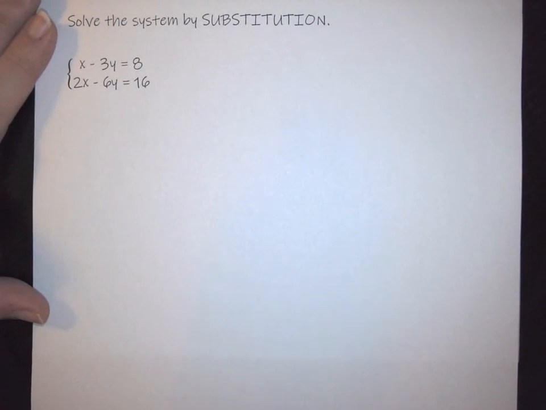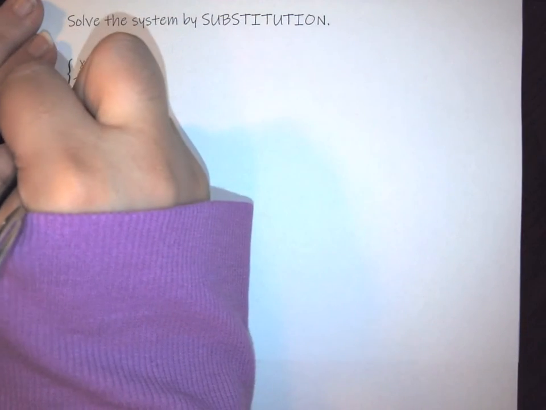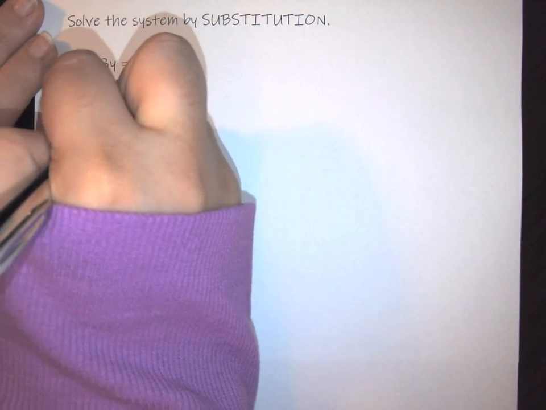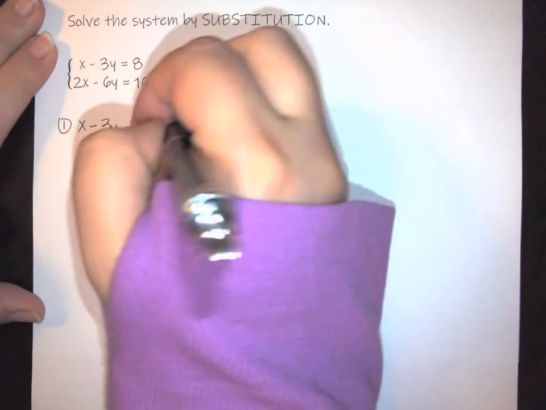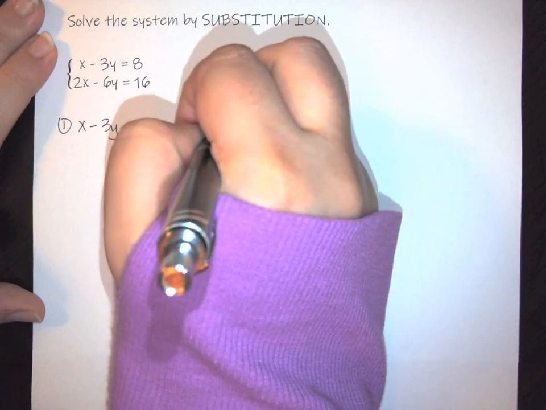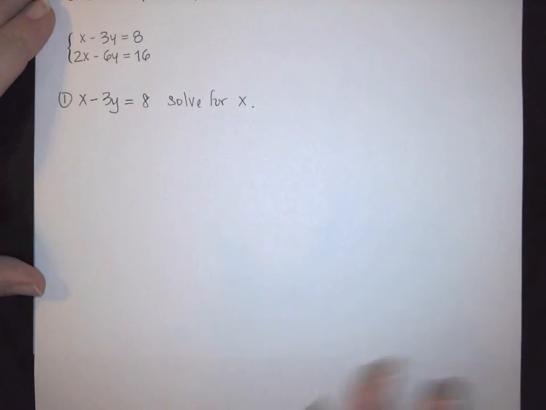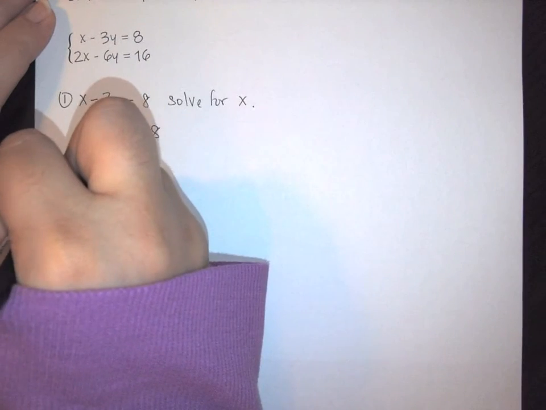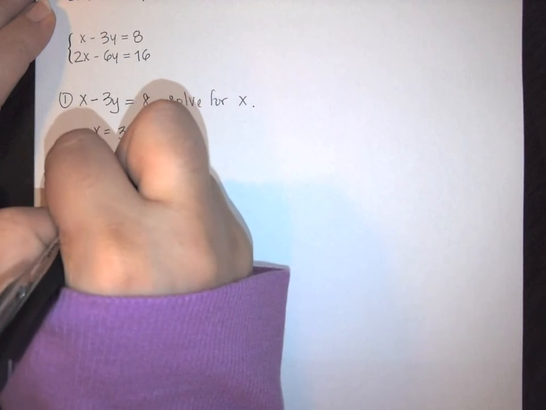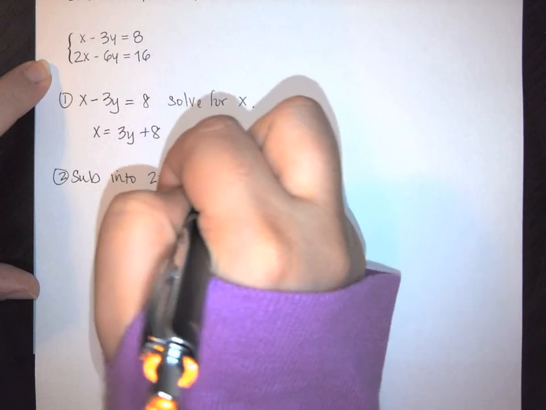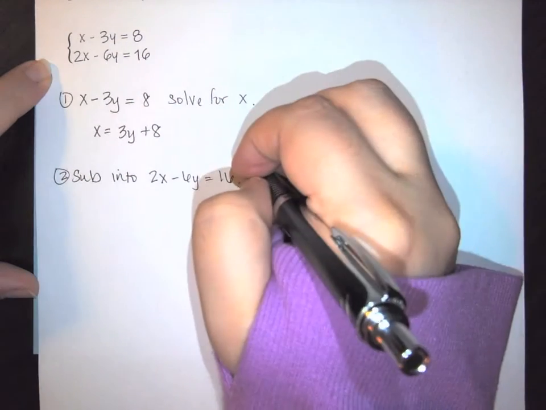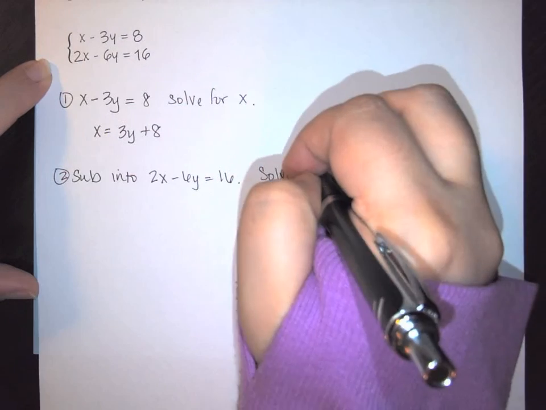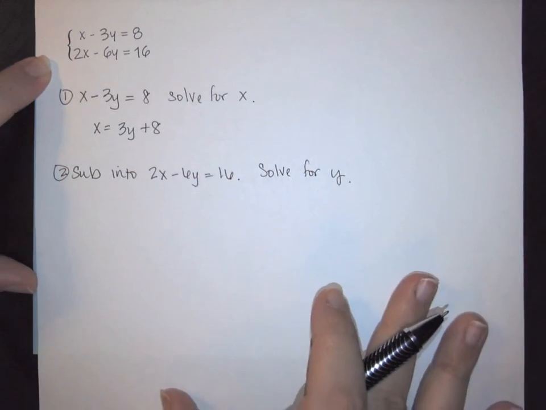Okay? So here, let's go ahead and start. Let's work with x minus 3y equals 8. And let's go ahead and solve for x. So that's what we're going to do here. So here we end up with x is equal to 3y plus 8. Now the second step says that I'm going to substitute, and I'm going to substitute it into the equation I didn't use, which was the 2x minus 6y equals 16. And then this means that here I will be able to solve for y. So we're going to go ahead and do just that.